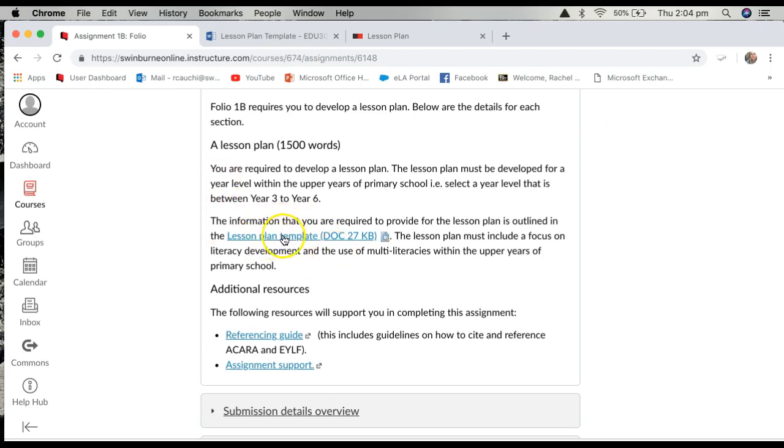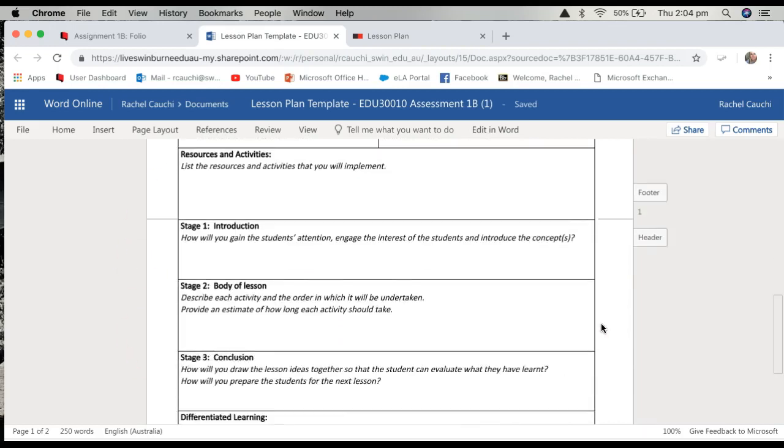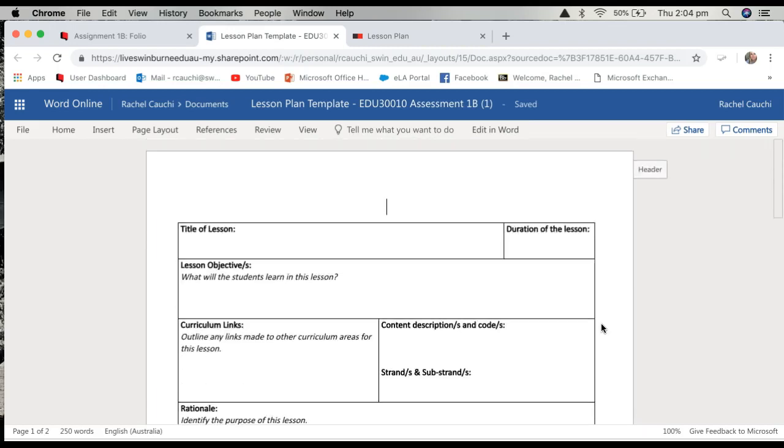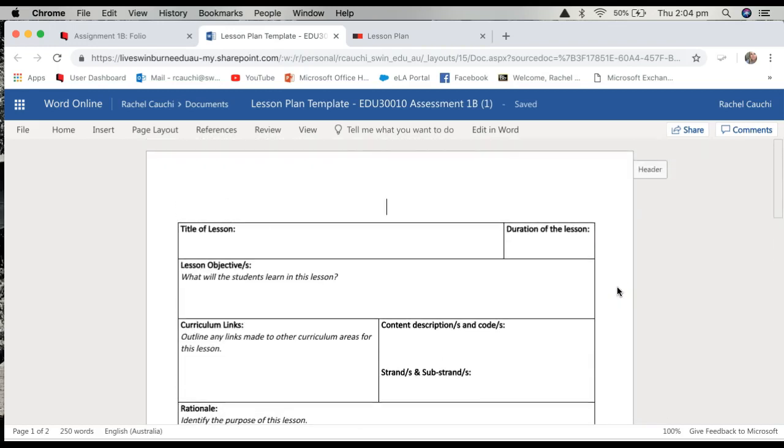If you click on lesson plan template, which I'm not going to click on because it pops up here, you'll see that we've got this lesson plan, that this is what we need to fill in. So if I scroll down, you'll see that it's all very well set up for us, and it gives us some little clues underneath about what needs to be included in each section. So it's very straightforward.